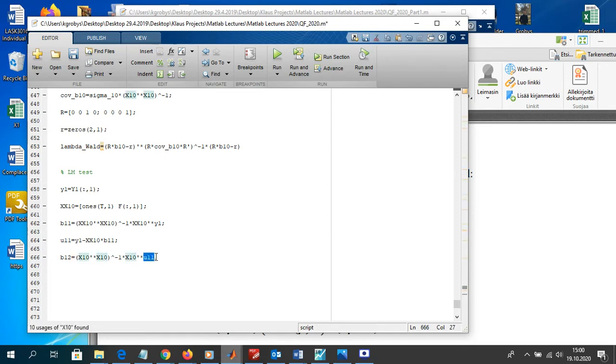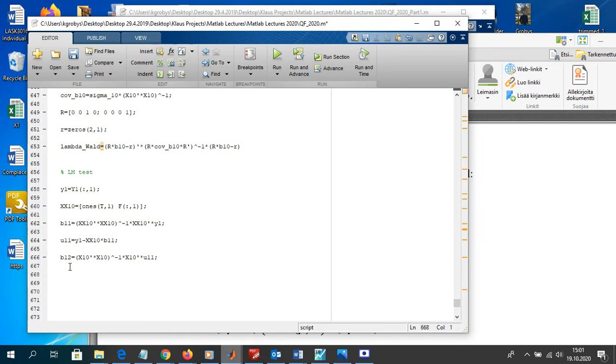Again, we regress the residual vector of the null model on the matrix of the alternative model. The corresponding point estimator of this regression is denoted here as B12, and this is obviously a 4 by 1 vector, because we know that our X10 matrix, the regressor matrix under the alternative model, is a T by 4 matrix. So B12 is a 4 by 1 vector.